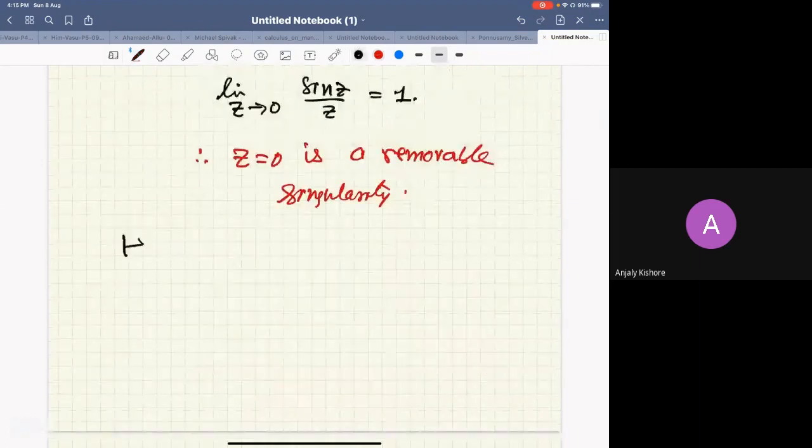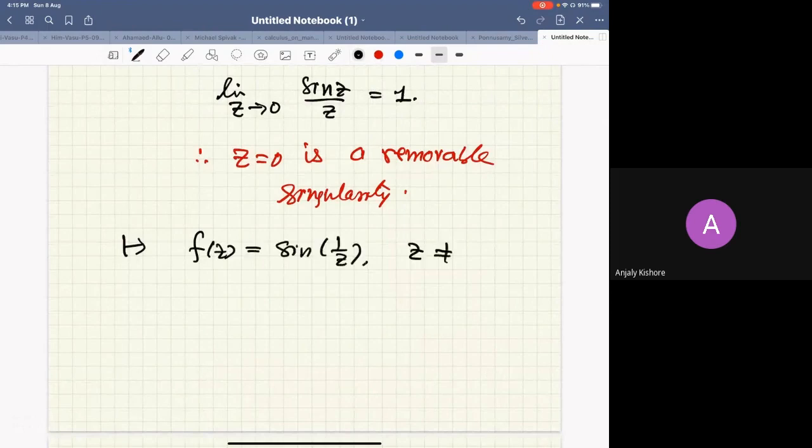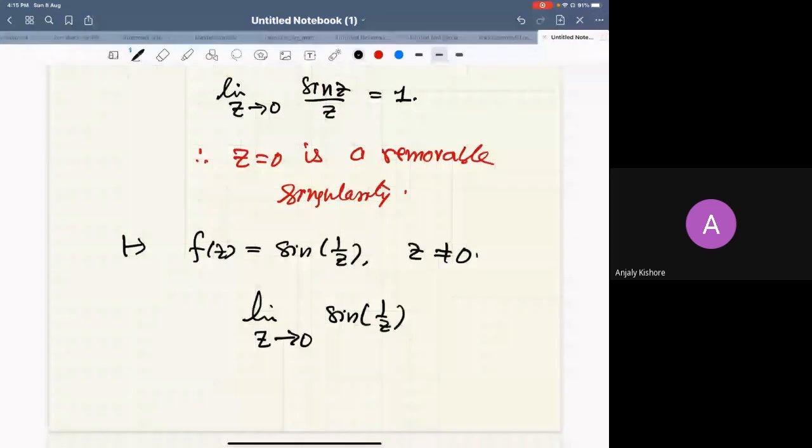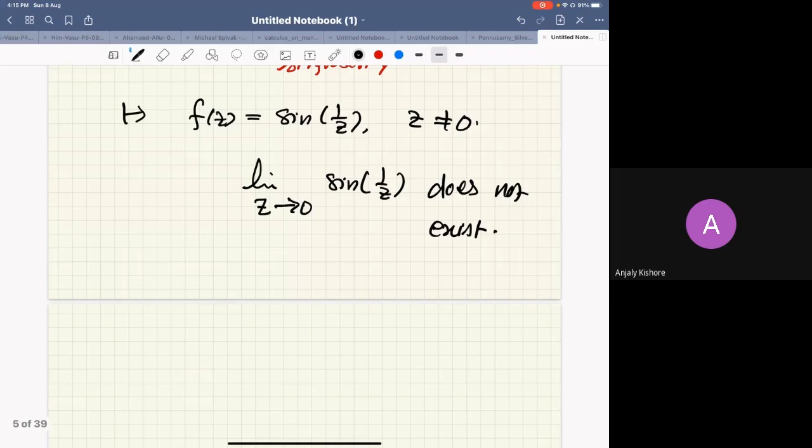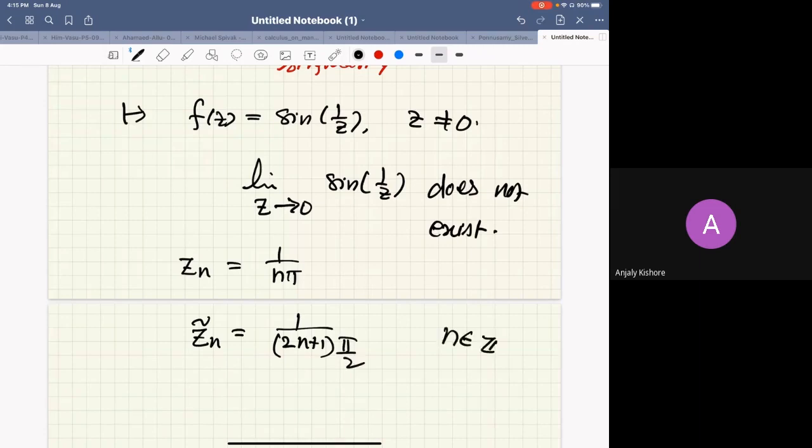Now, if we take another function f of z equals sine 1 by z, z not equal to 0, we can prove that limit z goes to 0 of sine 1 by z does not exist. One can find two different paths. I think this problem is covered in the tutorial sheet. One can take zn equals 1 over n pi, and another sequence zn tilde equals 1 by (2n plus 1) times pi by 2, where n belongs to Z. Both sequences converge to 0.